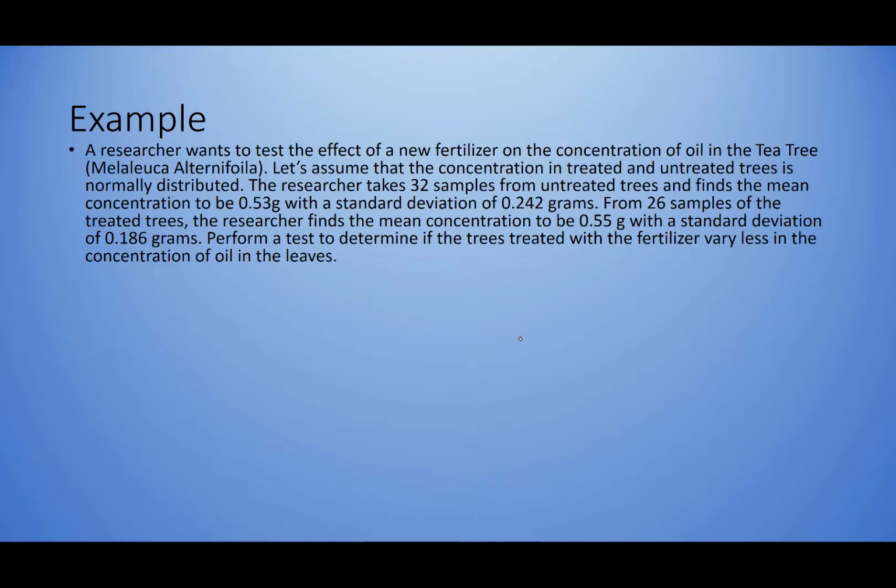So here's going to be our example. A researcher wants to test the effects of a new fertilizer on the concentration of oil in the tea tree. Let's assume that the concentration in treated and untreated trees is normally distributed. The researcher takes 32 samples from untreated trees and finds the mean concentration to be 0.53 grams and a standard deviation of 0.242 grams. From 26 samples of the treated trees, the researcher finds the mean concentration to be 0.55 grams with a standard deviation of 0.186 grams. Perform a test to determine if the trees treated with the fertilizer vary less in the concentration of oil in their leaves.